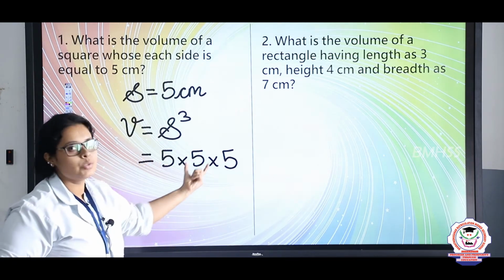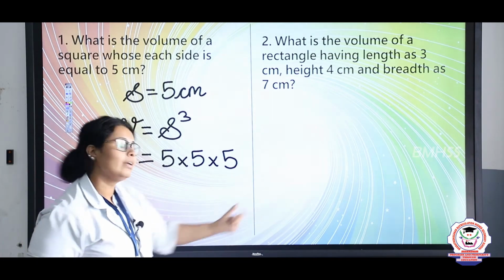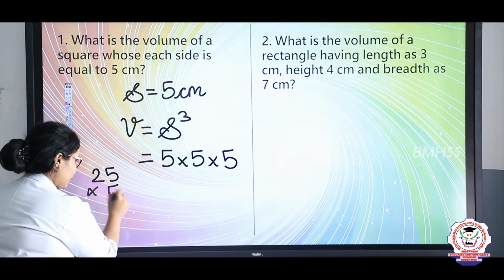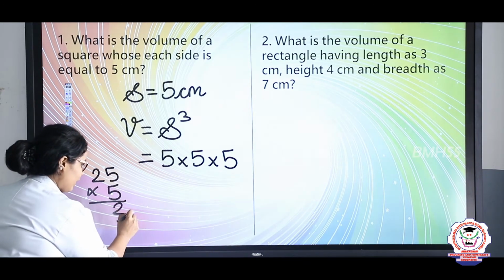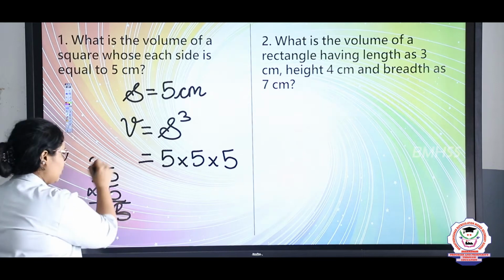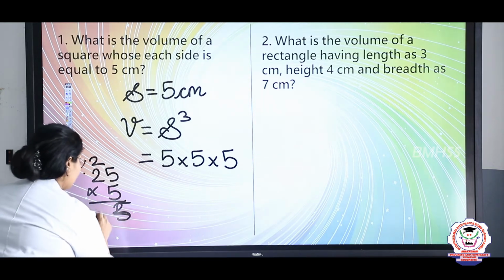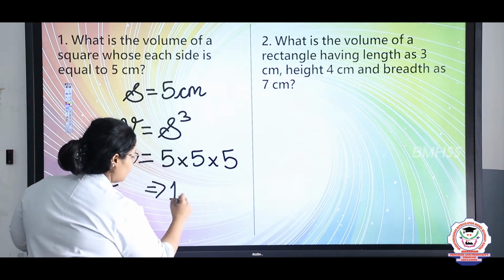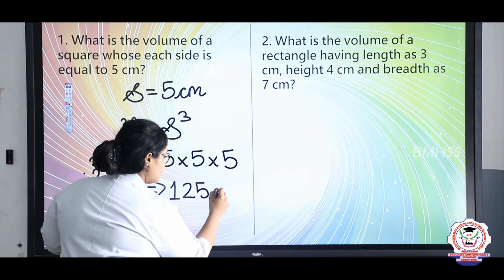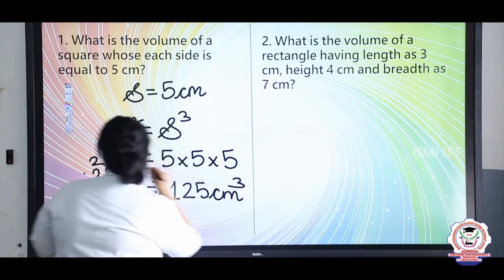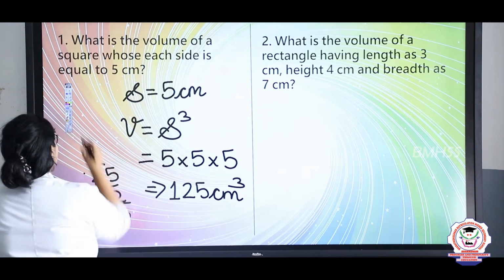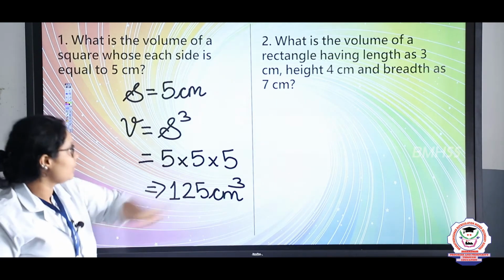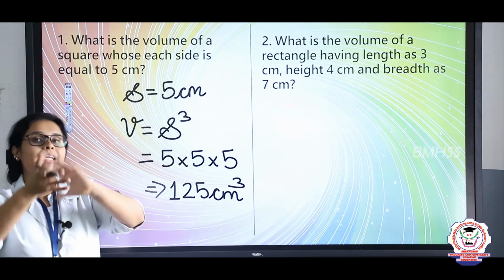5 5s are 25. 25 5s are, tell me children how to multiply. 25 multiply by 5. 5 5s are again 25. So here 5 will come, here 2 will go. 10, 12. That is 125. What is it? 125 centimeter cube. Right? Now you can tell me why we are taking it like this. Why centimeter cube? Because a cube is a 3D diagram, right?